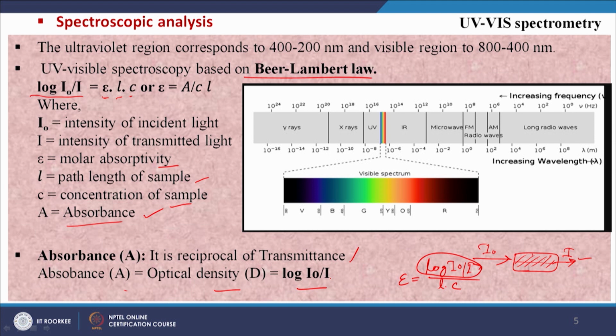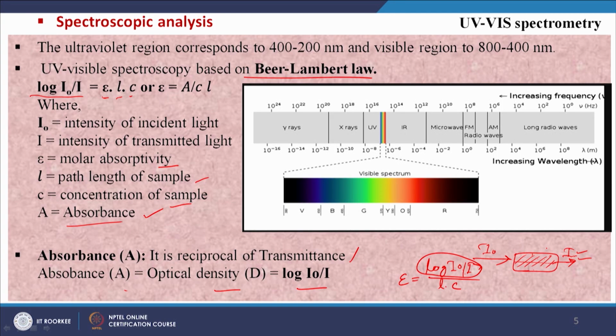So, absorbance is also called optical density. Now you see, the more the concentration, this value will be more, because I will be less than I0. So, this ratio will be more, and this absorbance value will also be more. So, the more the concentration, the more absorbance value we get and the less intensity of the transmitted light.